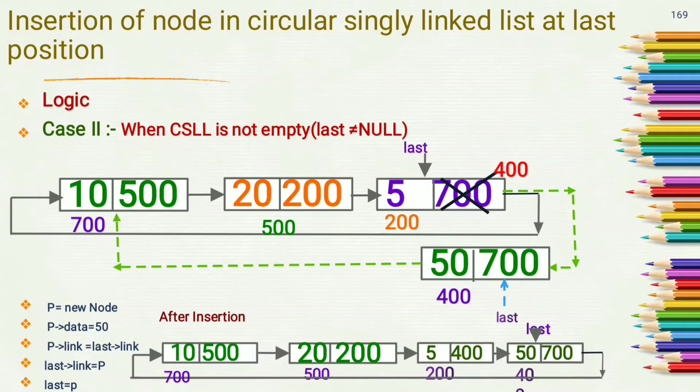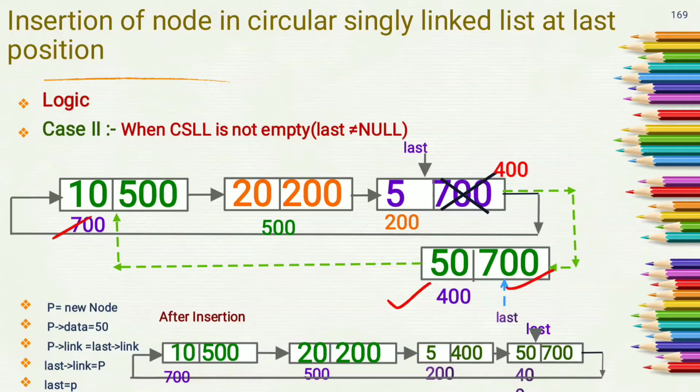Case 2 is when circular singly linked list is not empty, that means value of last is not equals to null. So we want to insert this node after the last node of circular singly linked list. First we have to store the data value into data part of the new node. Then we have to update the link part of the P. As I told you, first we have to initialize the P node, then we update the pointer field of other nodes. As this node will become the last node of circular singly linked list, so we have to store the address of first node into link part of this node.